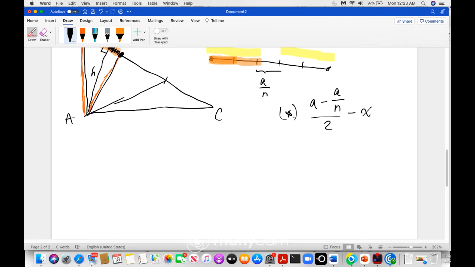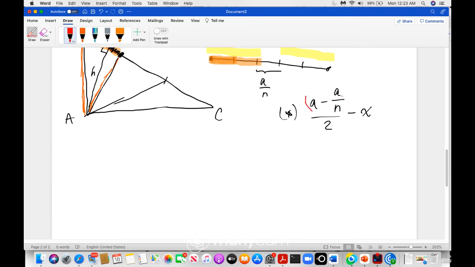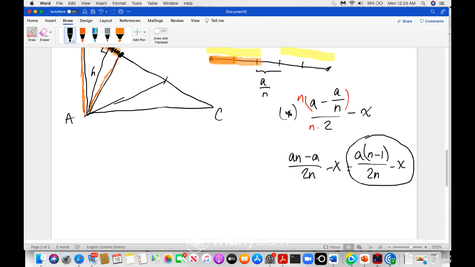Okay, but let's simplify this a little bit more. So I'm actually going to multiply the top and the bottom here by n. So I'm going to take this times n and this times n, and I end up with A n minus A over 2n minus x. And then I'm going to factor out that A, so I get A times (n minus 1) over 2n, minus x. So that is the length that I'm interested in for my first right triangle.